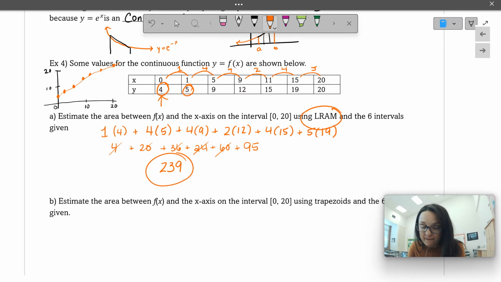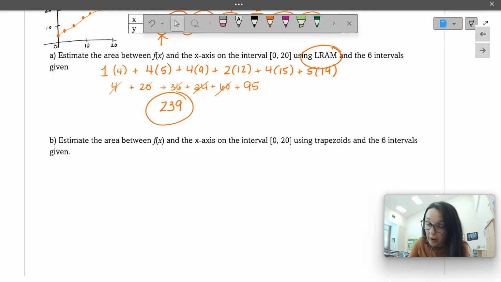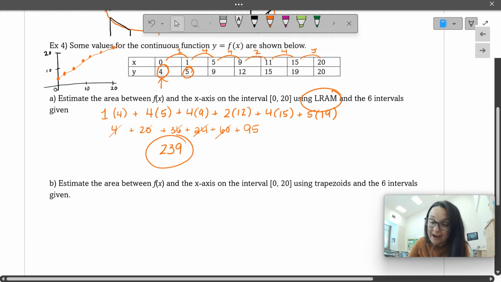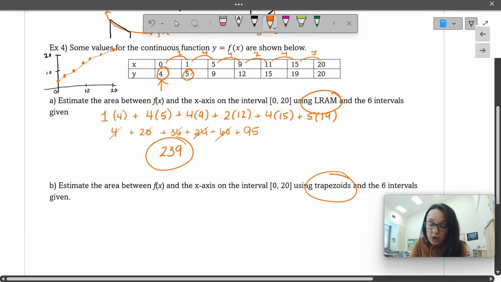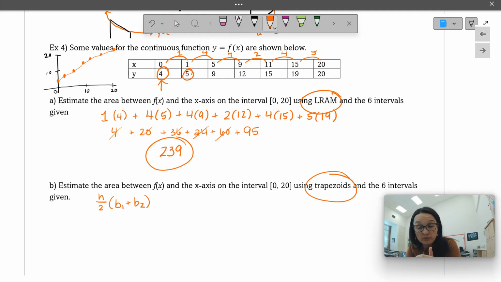All right. And then for B, it says estimate the area between f of x and the x-axis on the interval from 0 to 20 using trapezoids and the 6 intervals given. All right, now I'm using trapezoids. Trapezoid area is always h over 2 times b1 plus b2. A word of caution, you can only factor out h over 2 if you have consistent subintervals. We do not. Our subintervals are 1, 4, 4, 2, 4, and 5. Those are not consistent, so I need to do every trapezoid independently, okay?